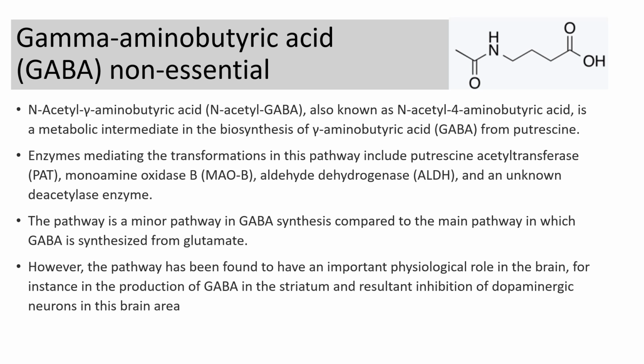However, the pathway has been found to have an important physiological role in the brain. For instance, production of GABA in the striatum results in inhibition of dopaminergic neurons in this brain area. All right, so it has a very important function with regards to inhibition of dopaminergic neurons.